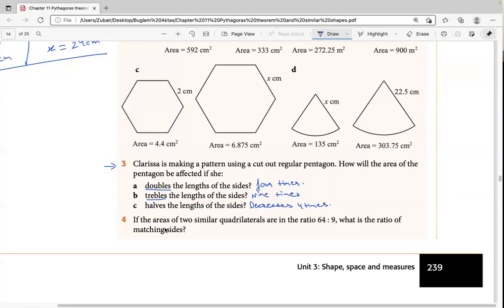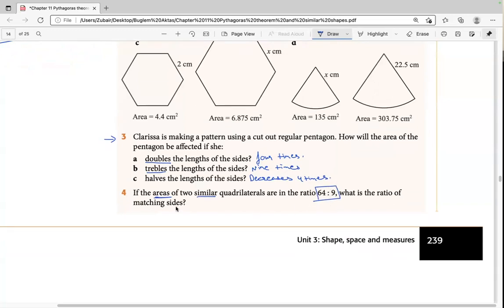Question number 4. If the areas of two similar quadrilaterals are in the ratio 64:9, what is the ratio of the matching sides? Oh, so we just square root that. So it's going to be 8/3. That is correct.